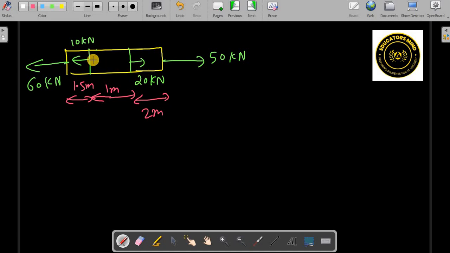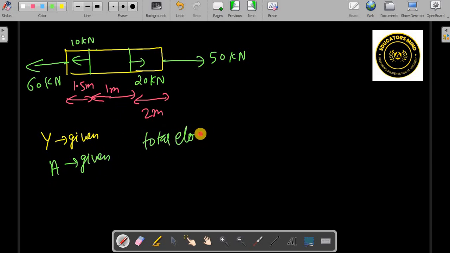Okay, and their Young's modulus is given. Young's modulus Y is given in the question. It's the same rod, you can see. The area is also given. Total elongation they ask. Total elongation, that's the question.